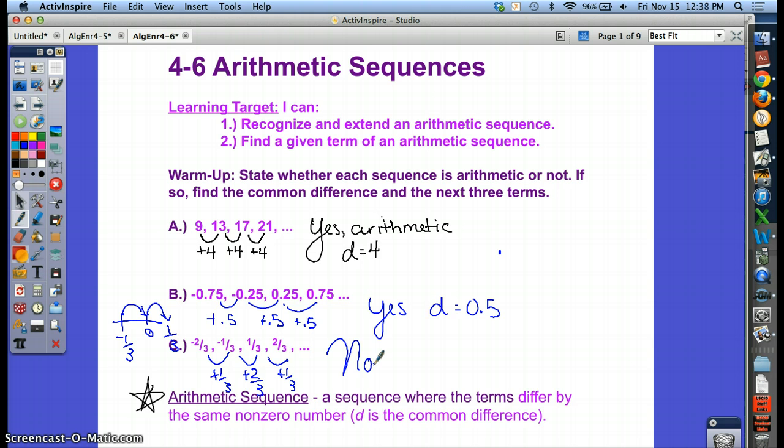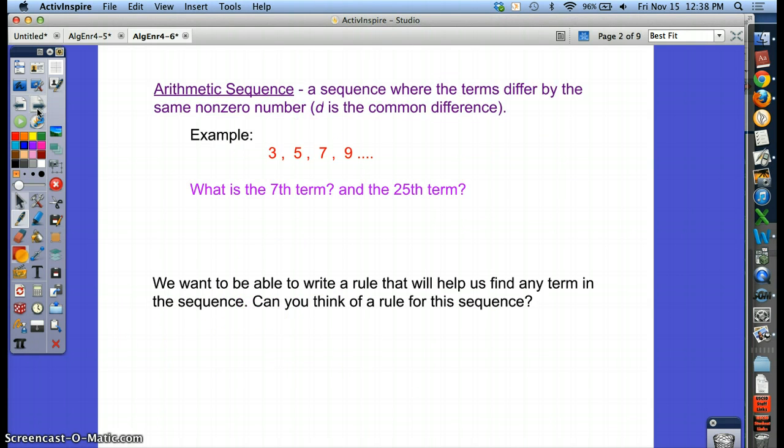So you have the definition written down of an arithmetic sequence. You've practiced identifying now. This is the work that you have to show, by the way. That's the only work you have. So do write down you checking each difference. Another example of an arithmetic sequence would be 3, 5, 7, 9, and so on.